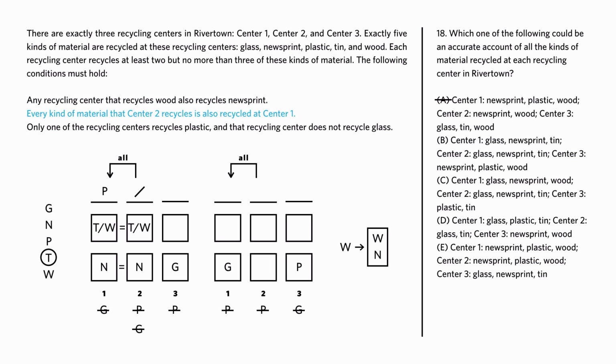The second rule, which tells us that every element in 2 must be in 1, allows us to eliminate answer choice C, which has T in center 2, but not center 1. And the third rule, which tells us that we have to have exactly one P, and that the one P can't be with G, allows us to eliminate answer choices D and E. D has P with G, and E has 2 P's. So, we've been able to eliminate 4 answers that violate the given rules, and the one remaining answer, B, is the correct one.